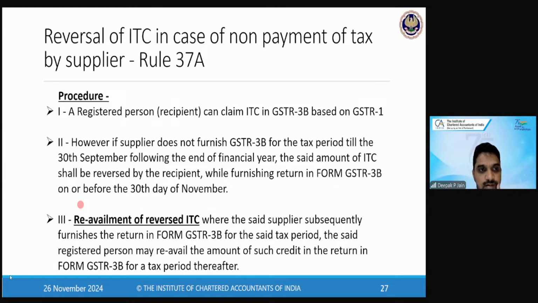Okay, sir. I will try to explain this again with the numbers, so hopefully we understand this much better. First condition is that the registered person has claimed the credit. So in November, I have claimed the credit in my 3B of 50,000 rupees.